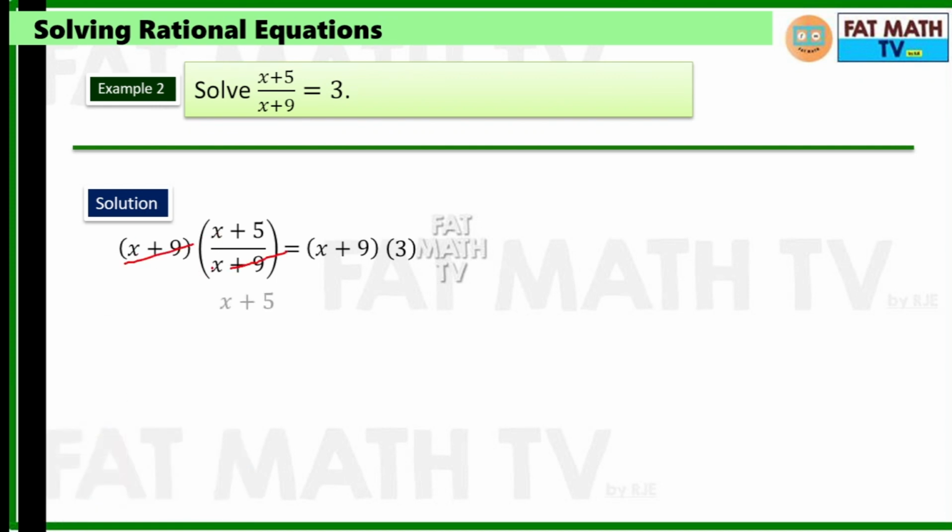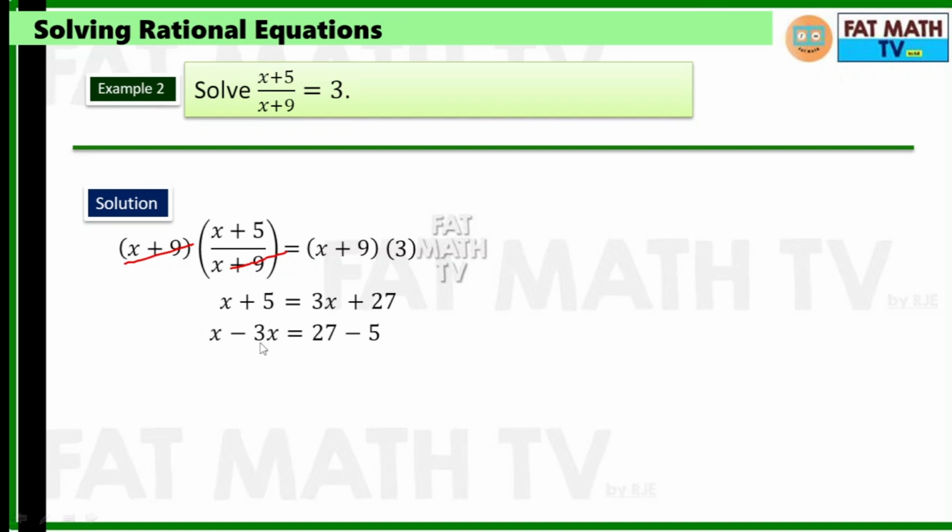Then we will have x plus 5 on the left side of the equation, and on the right side, we have to distribute 3. So 3 times x is 3x, and 3 times 9 is positive 27. Again, this is a linear equation. If we are solving a linear equation, put the terms with x on one side of the equation and the constant terms on the other side. So we copy x, and we put 3x to the left side of the equation, so it's going to be negative 3x, equals copy 27, and positive 5 is transferred to the right, so that's going to be negative 5.